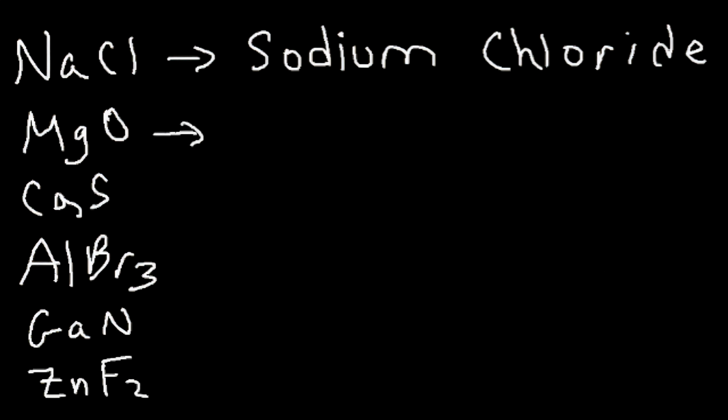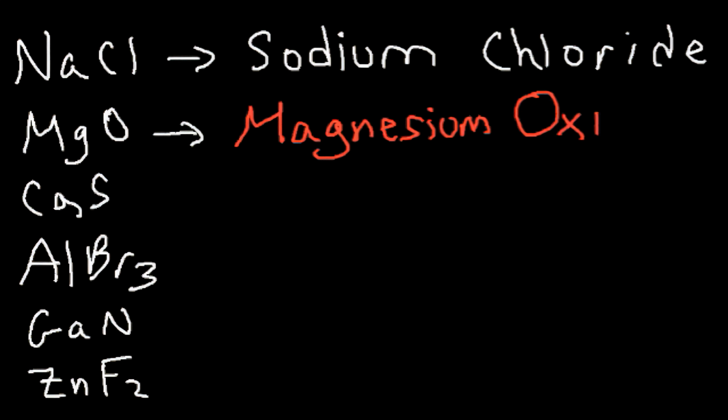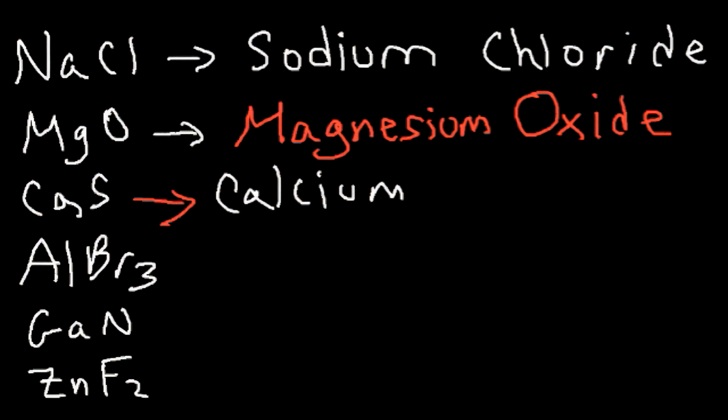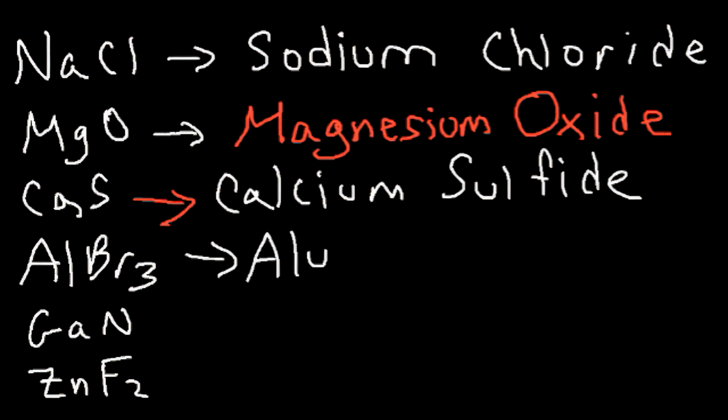So MgO, Mg is known as magnesium. And O, the second part, it's a monatomic ion, so it's going to be called oxide. Now what about CaS? Ca is calcium, and for the second element we need to add the IDE ending. So instead of saying sulfur, we're going to say sulfide. Now what about AlBr3? Al is aluminum, and Br, instead of saying bromine, it's bromide.